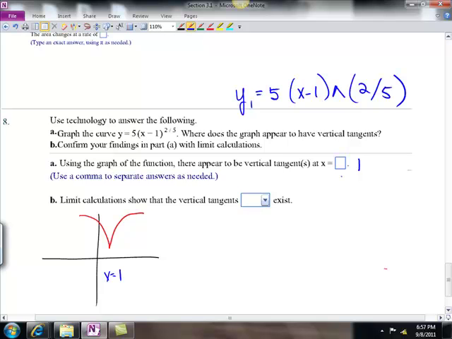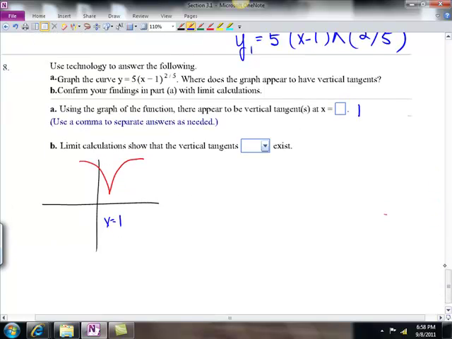But then it says limit calculations show the vertical tangent exists or doesn't exist. So we've got to do that. It doesn't, and if you've had calculus, you know what this is called down here? Cusp. The limit doesn't exist there, the tangent doesn't. So the derivative doesn't exist there, but we've got to show that. So how would we do that?